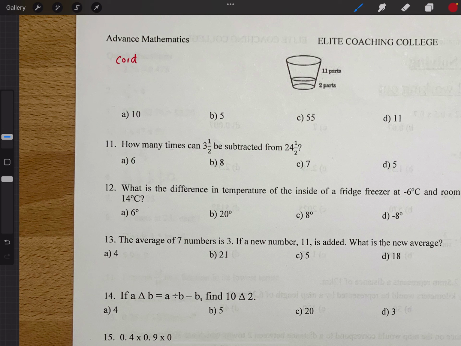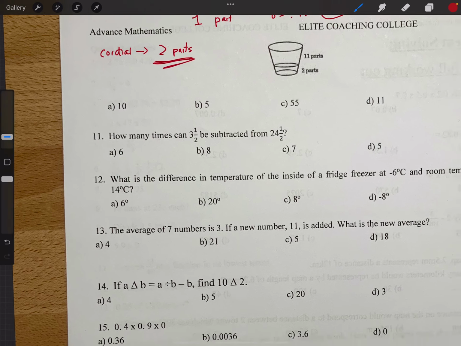Cordial requires 2 parts. Now, 1 part we discovered is 65 divided by 13, which will give us 5 liters. 1 part is 5 liters. It requires 2 parts. So you know how many liters we need?